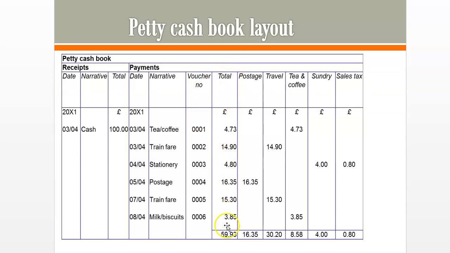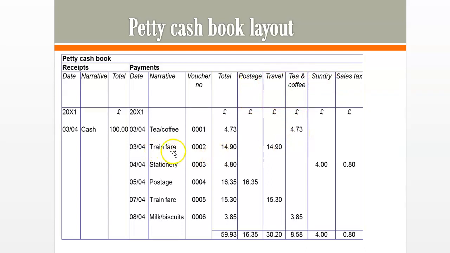Now this money paid to the employee will all need to be recorded into the analysis columns. So the first one over here is for tea and coffee, so you put it under the total column. But also we have a different analysis column to show more details. Tea and coffee is not postage or travel, so we put it under a separate heading called tea and coffee.